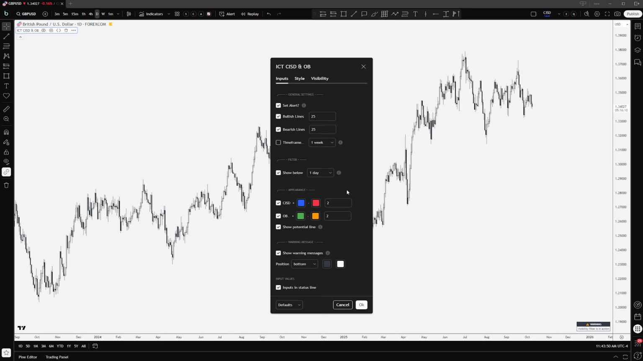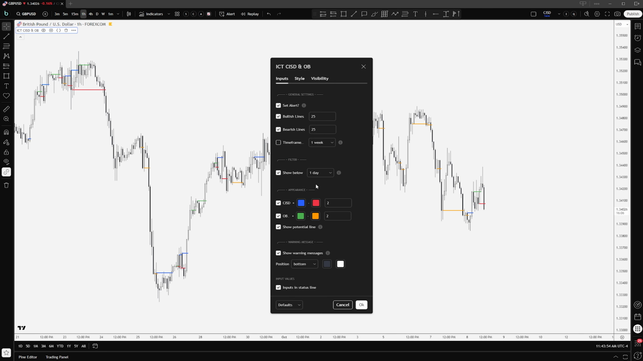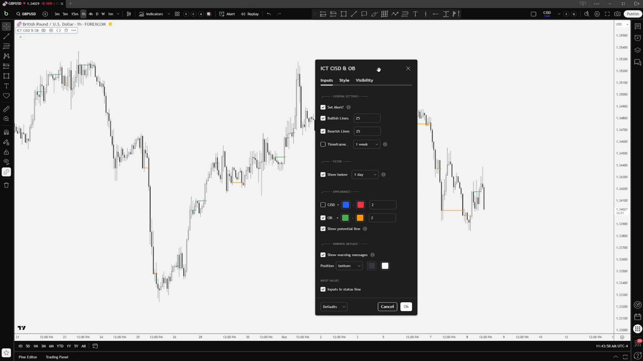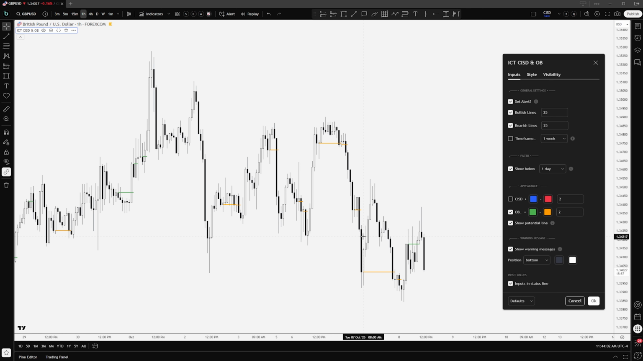In this case, let's go just on the hourly. Now about this, you're toggling on and off the change in state of delivery and order block. If you're not interested in change in momentum and you only want to trade continuation, you can just hide the change in state of delivery lines. Or if you're interested only in the change in momentum and not in continuation, you're trading a reversal, then you can just have change in state of delivery on and hide the order block.